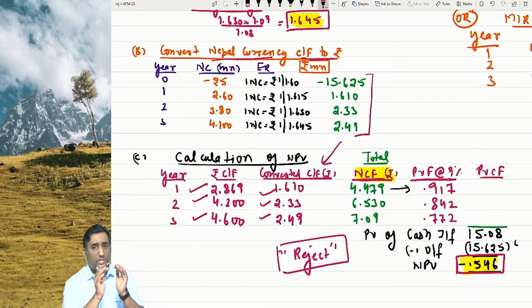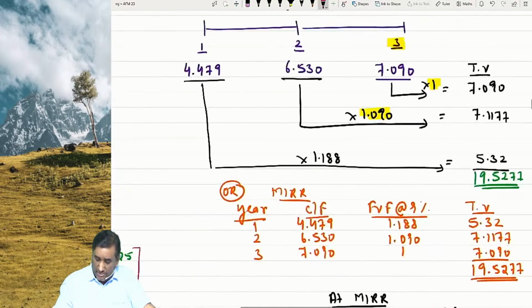So basically, calculation of the forward rates, estimated rates, and then convert the Nepali currency into the Indian rupee, and then accordingly you calculate the NPV. Modified IRR. Now what do we do with the modified IRR? Let's look at this, please.